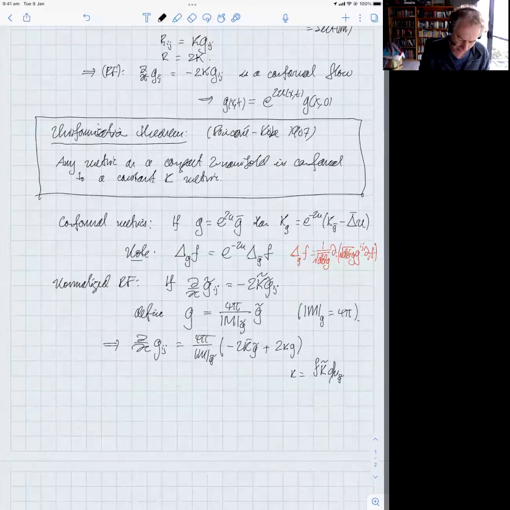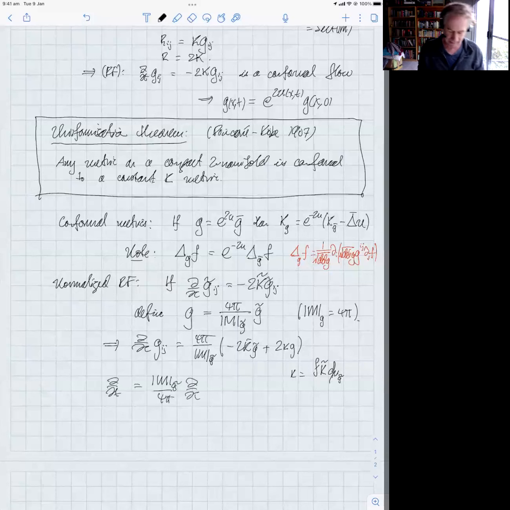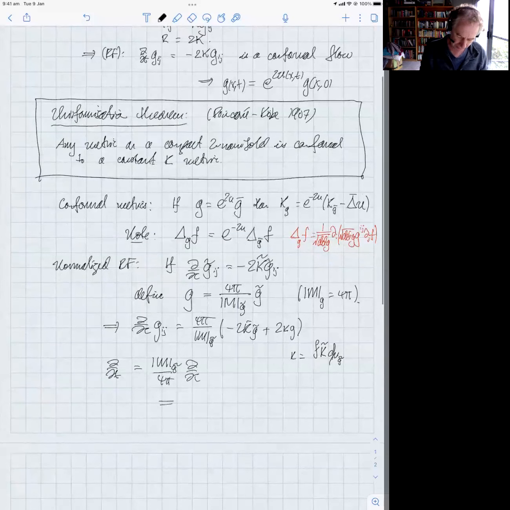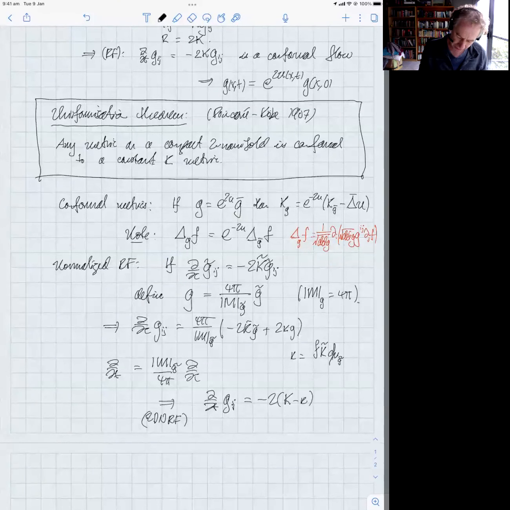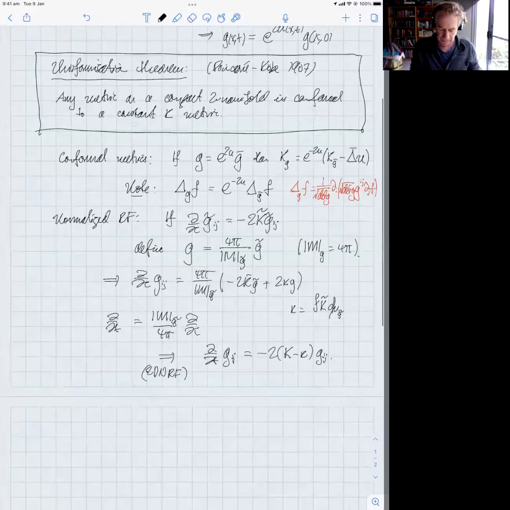Right. So now I define the new time variable by d by dt is the area of G tilde over 4 pi times d by d tau. Okay, and that just cancels off the term at the front, and I end up with this normalized Ricci flow. So this 2D normalized Ricci flow is d by dt g ij is minus 2 times k minus kappa times g ij.